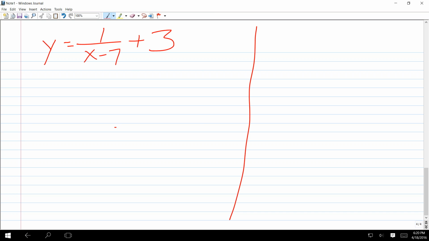You have to graph the function and then state the domain and range. Here it's y equals 1 over x minus 7, plus 3. First thing we notice is that there is an x value that causes division by 0. That gives us a vertical asymptote at x equals 7.